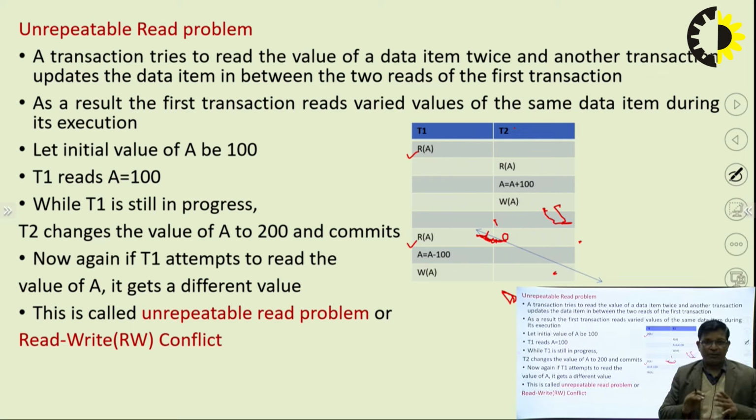We can overcome this by not doing either this read or that read. But if this read is not done, then it reads the initial value, so this read should be obsolete. So only the write is allowed. This is the unrepeatable read problem, arising just because of read and write.